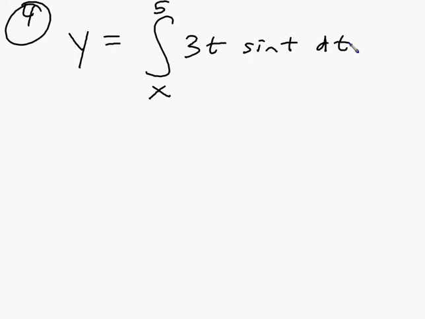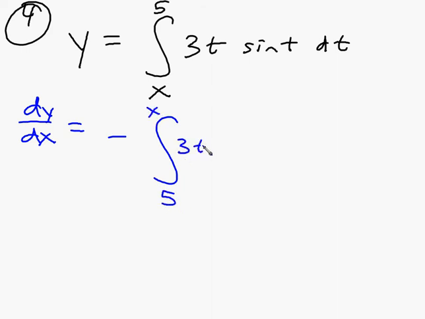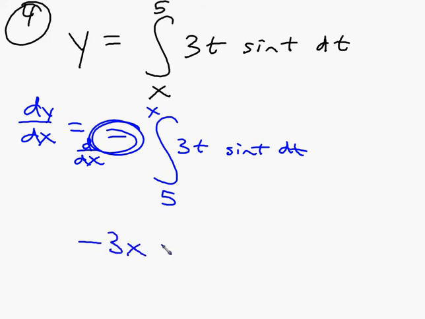Very good. We learned those rules of integration that say I can switch the limits of integration if I put a negative in front of it, right? So if I want to find dy/dx, I need to think of this as the negative of the integral from 5 to x of 3t sine of t dt, and I'm finding the derivative of that. The derivative of the integral is just going to be the function now at the top limit of integration. But don't forget our negative here. So it's going to be negative 3x sine of x. Okay?